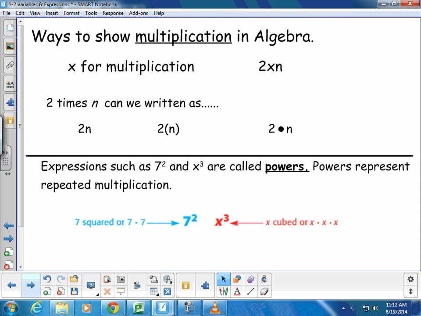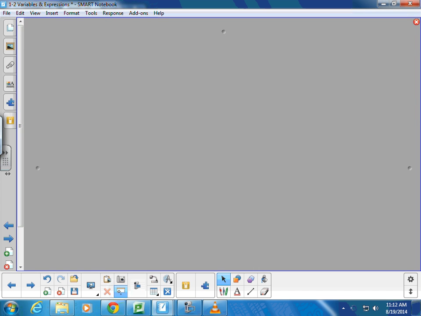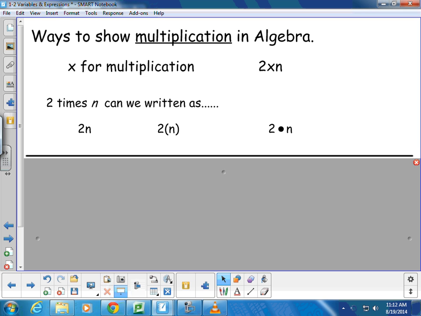So, ways to show multiplication. Kind of a split screen. So if you could just look at the top half for now, to not distract us. Ways to show multiplication in algebra. Previously, you guys have used an x for multiplication. We're not going to do that anymore because this is confusing. This could be 2 times x times n. That x for multiplication is commonly mistaken for a variable when you're really meaning it as multiplication. So we do not want to use an x for multiplication anymore.